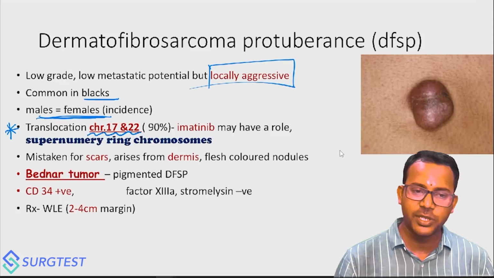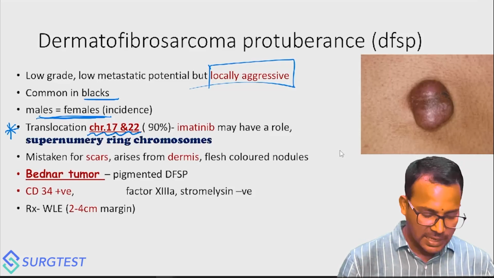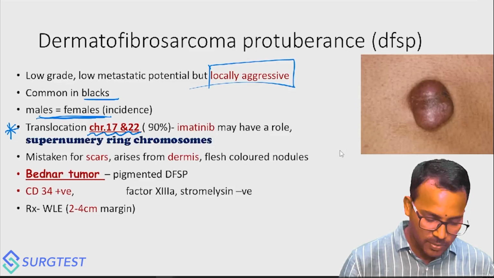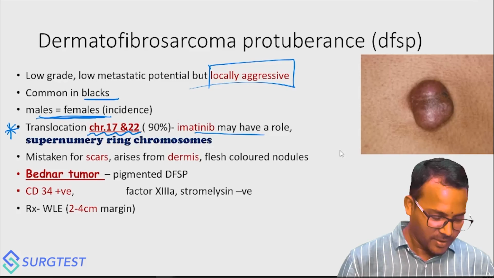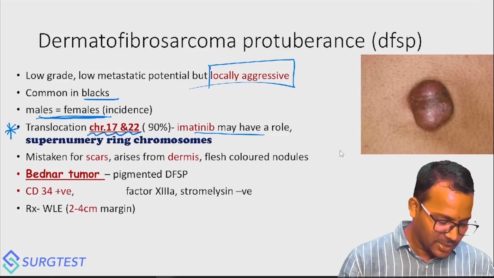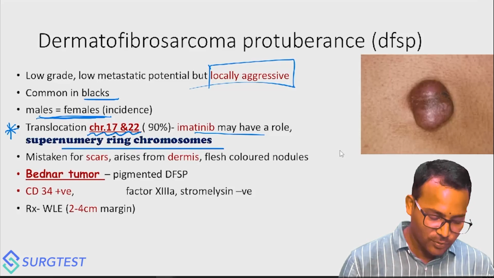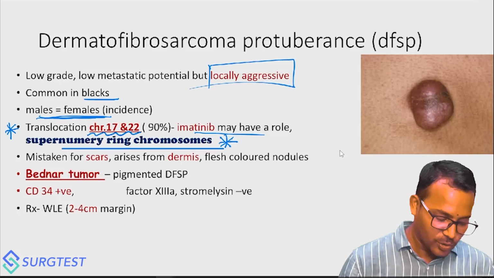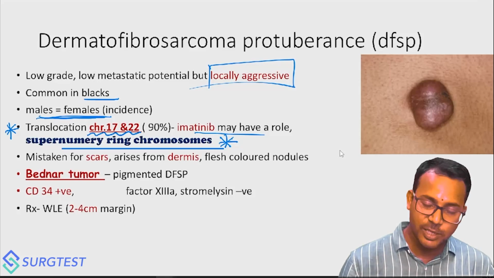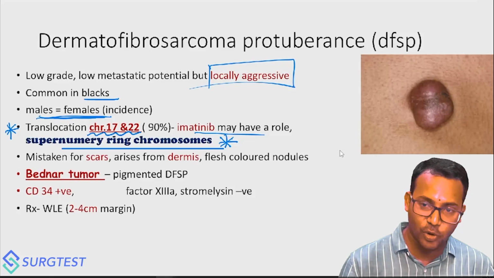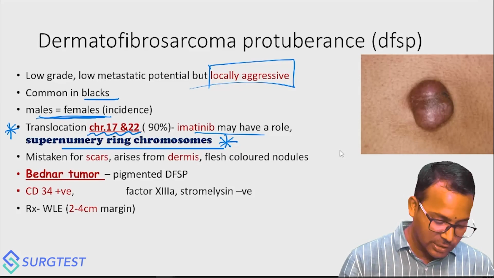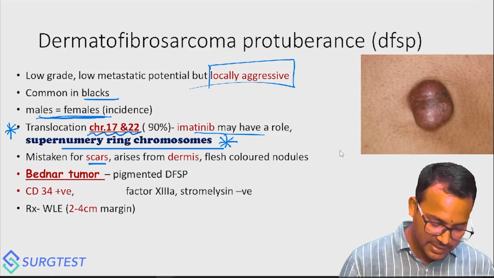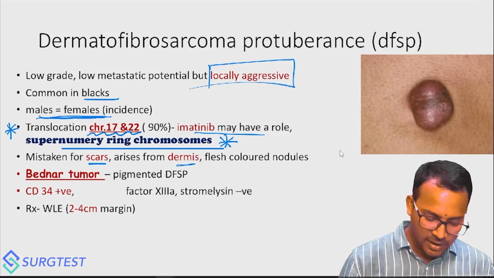90% of the patients with DFSP show this translocation of chromosomes 17 and 22. This is the reason why imatinib has a role in the treatment of dermatofibrosarcoma protuberans. Another important point is that the presence of supernumerary ring chromosomes differentiates this tumor from most of the others. Supernumerary ring chromosomes are also seen in a few germ cell tumors like seminomas. Similarly, you see them in dermatofibrosarcoma protuberans. Mostly they are mistaken for scars, and they usually arise from the dermis, and they are flesh-colored nodules.